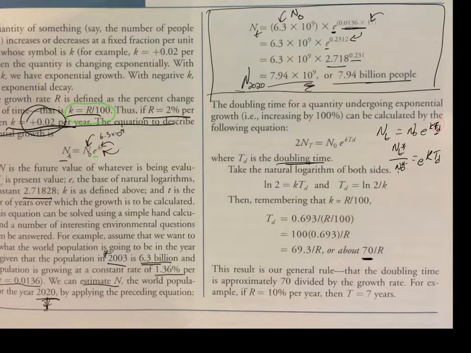N to the 0 is 4. NT, let's say, would have to be 8. So 8 divided by 4 is 2. Okay, that's simple. That's a 2. So now let's say it's a million. So let's say we start off with a million.